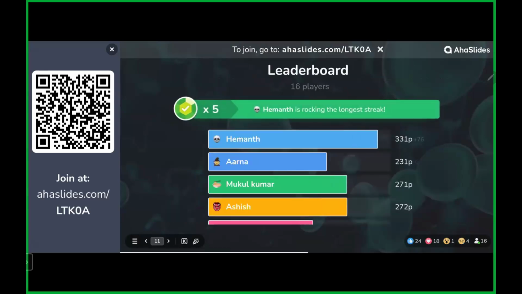So let's see. Hemant is rolling. I think Hemant has a solid base, sir. Yeah, I guess he has come prepared. Okay, let's move on to the next one.